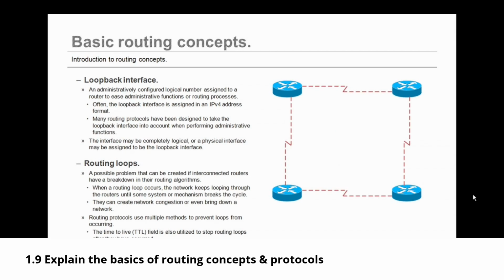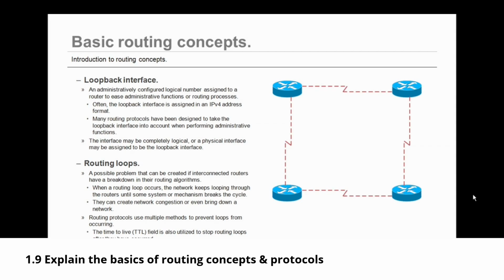The Loopback interface is an administratively configured logical number assigned to a router to ease administrative functions or routing processes. Often the Loopback interface is assigned in an IPv4 address format even when IPv4 isn't used on the router. Many routing protocols have been designed to take the Loopback interface into account when performing administrative functions. The Loopback interface may be completely logical, or a physical interface may be assigned to be the Loopback interface.